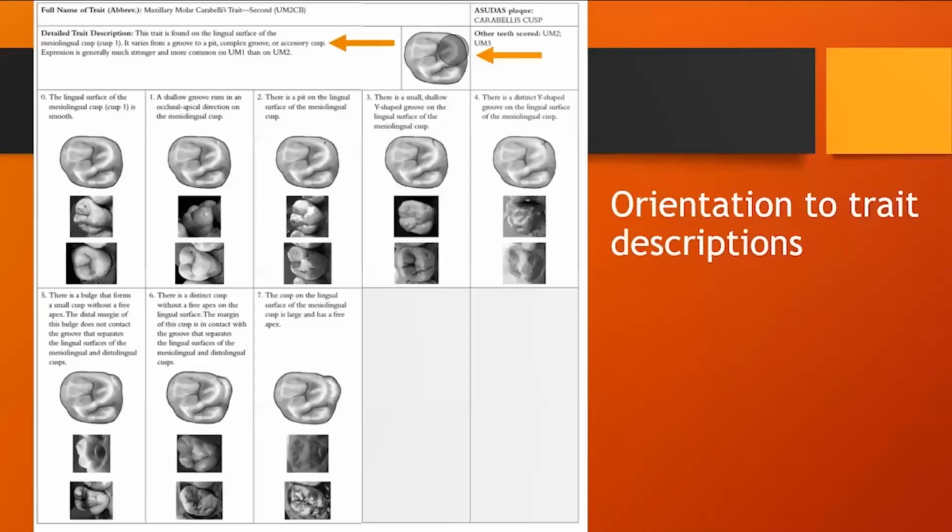So here we're talking about the Carabelli's trait on the second molar. And so it can be a groove or a pit or a complex groove or an accessory cusp, and just a little more information about it. And then each one of the possible trait descriptions, all the different levels that it could be, is described in 3 ways. First, a wordy description, and then second, a drawing of a perfect expression of the trait, and then a couple of real world photos to give you some ideas about how it can vary.